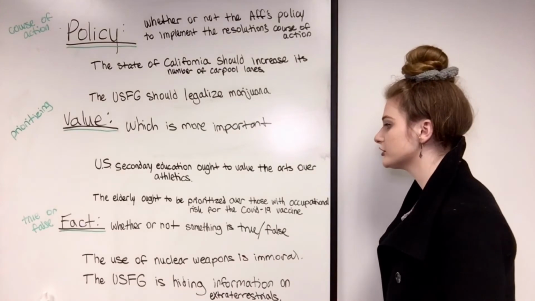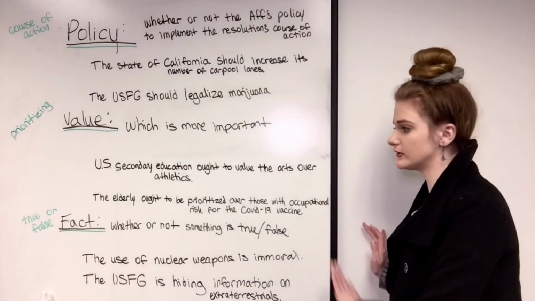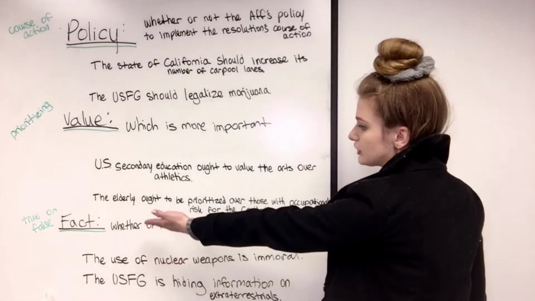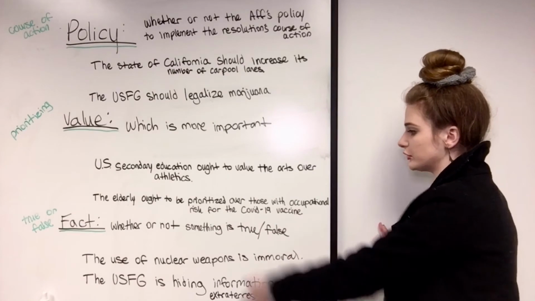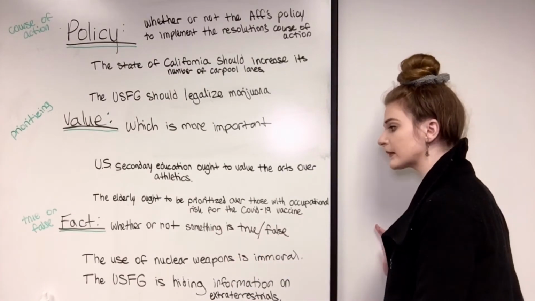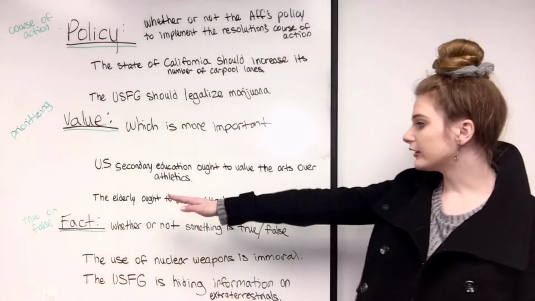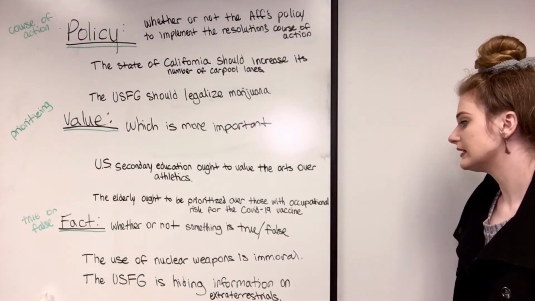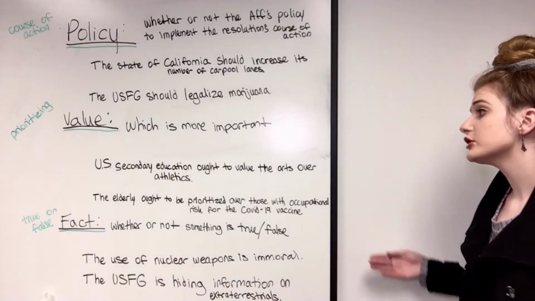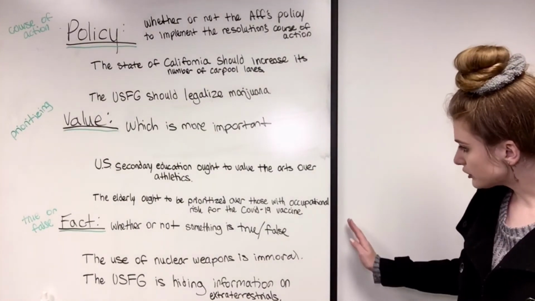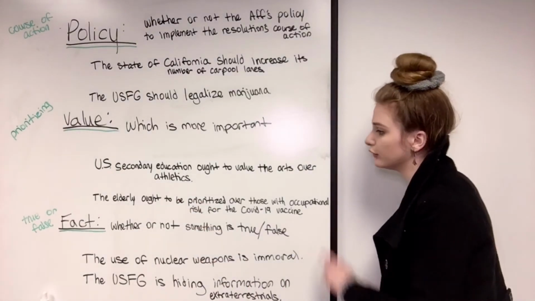If you're affirmation, you're going to value what the resolution says to value, and if you're negation, it's going to be the opposite. In this additional example, we have the elderly ought to be prioritized over those with occupational risk for the COVID-19 vaccine. If you're affirmation, you're going to be arguing that the elderly need to be prioritized for getting the COVID-19 vaccine over those with occupational risks. And if you're negation, you're going to be arguing that those with occupational risks should be prioritized over the elderly when it comes time to get that COVID-19 vaccine.